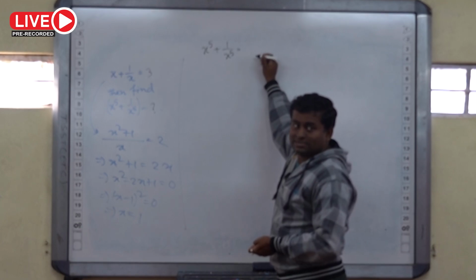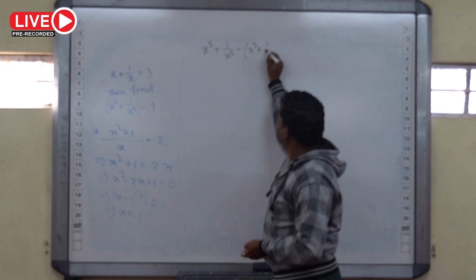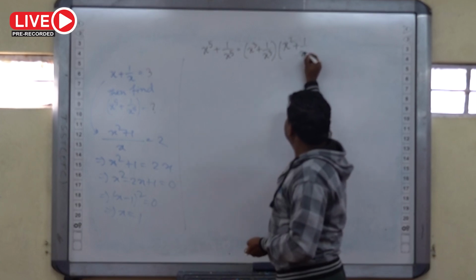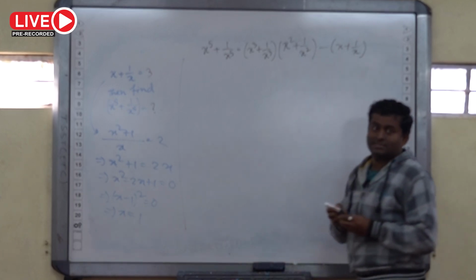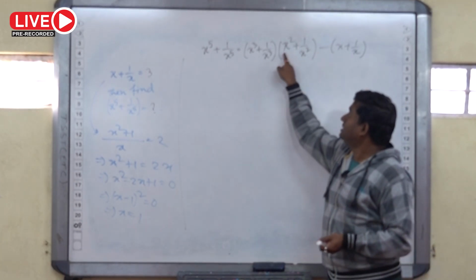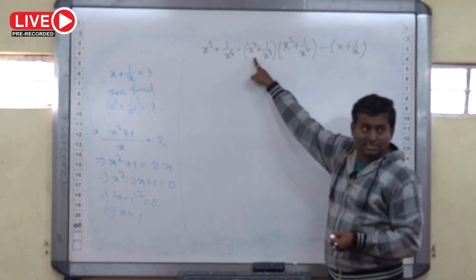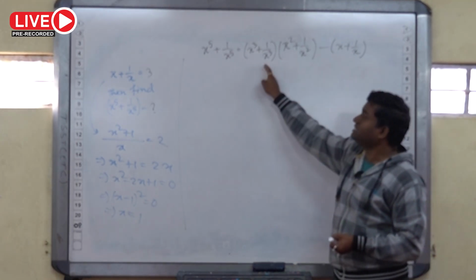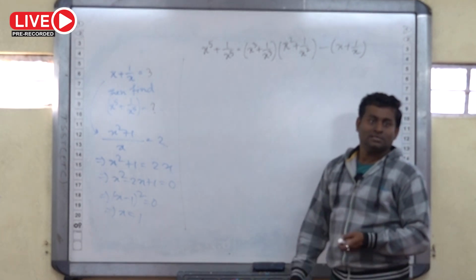x5 plus 1 by x5 can be written as, just multiply and check whether the left side is coming or not. x to the power 5 coming. Then this term will give you 1 by x. Then next term x. Next term 1 by x to the power 5. I have already subtracted this part. That means x plus 1 by x, that is cancelled. So left side and right side both are equal.